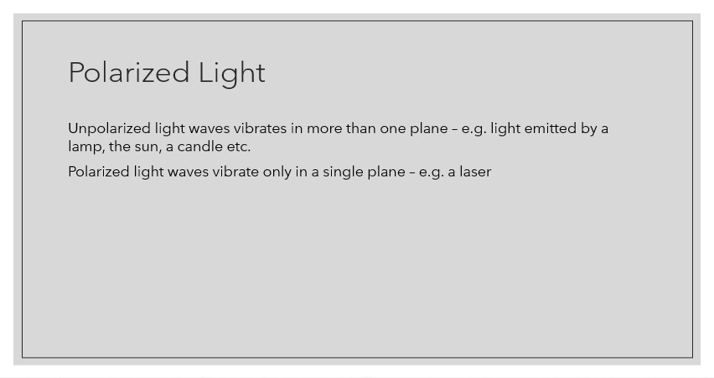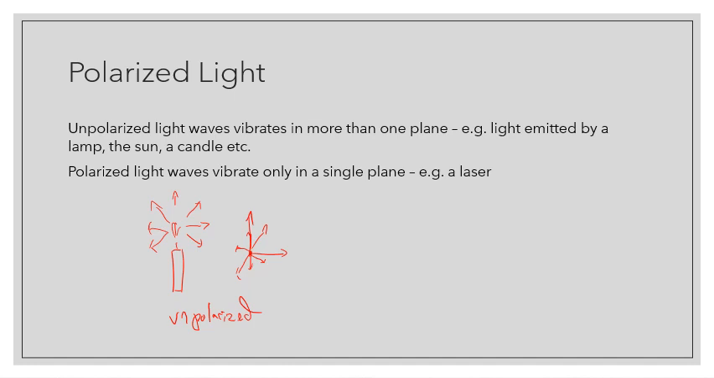So unpolarized light waves vibrate in more than one plane, so light emitted by a lamp, the sun, a candle, etc. While polarized light waves vibrate only in a single plane, for example a laser. So unpolarized light waves, you can think of the light waves emitting from the source as radiating outwards like this. So they're acting in more than one plane. So say these planes, this is the light source. So there you go. You have light rays coming out from all those different planes. So that's unpolarized.